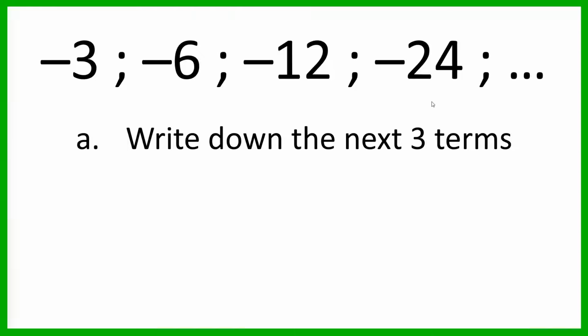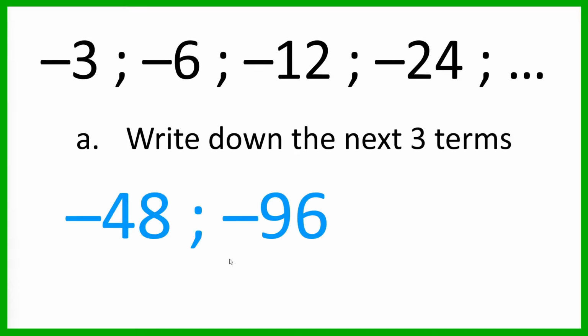So if we do the same thing to the -24 and we multiply by 2, we're going to end up with -48. And then if we multiply that by 2, we'll get -96. And if we multiply that by 2, we'll get -192. So our next 3 terms are negative 48, negative 96, and negative 192.